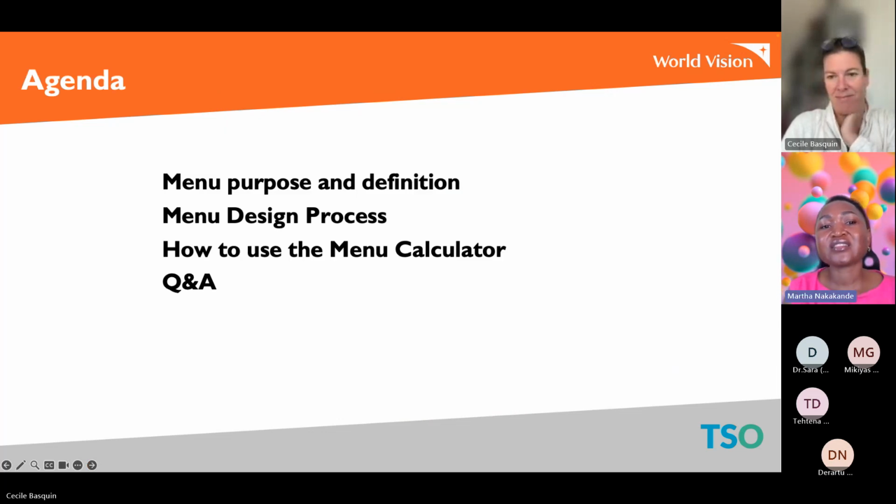So we're going to look at the purpose of the menu, or a PD Hearth menu, and its definition, how you design the menu, and how to use the calculator. Those 3 aspects are what we're going to look at very quickly, because I think we have about 40 minutes.